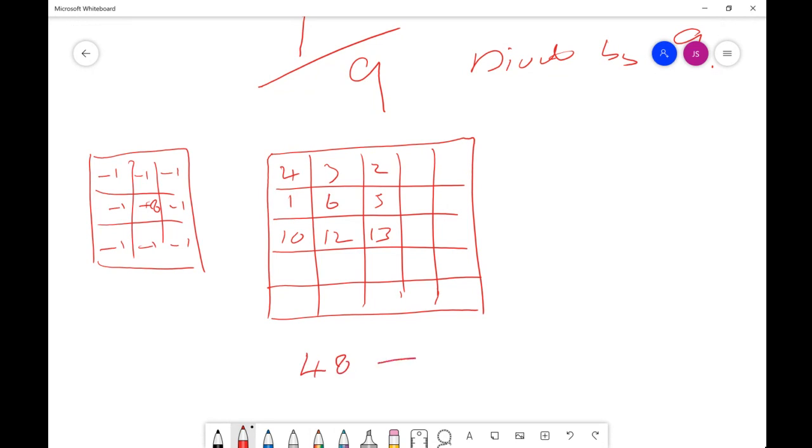Minus 4 plus 3 plus 2 plus 1 plus 5 plus 10 plus 12 plus 13. And let's work that out. 4 and 3 is 7, 9, 10, 15, 25, 37, 47, 50. Hang on, that's 50. 48 minus 50 equals, I think it's -2.